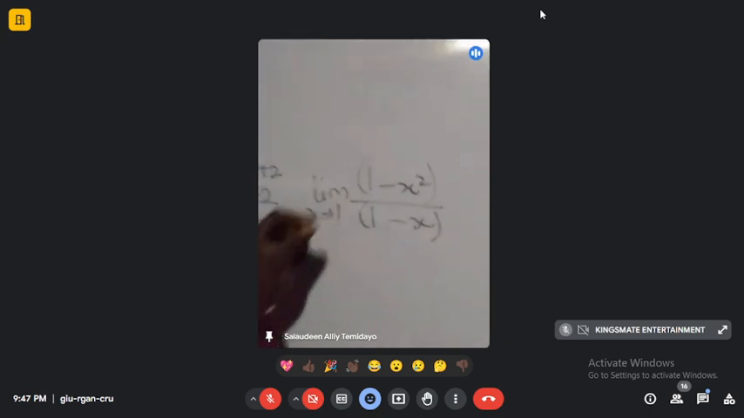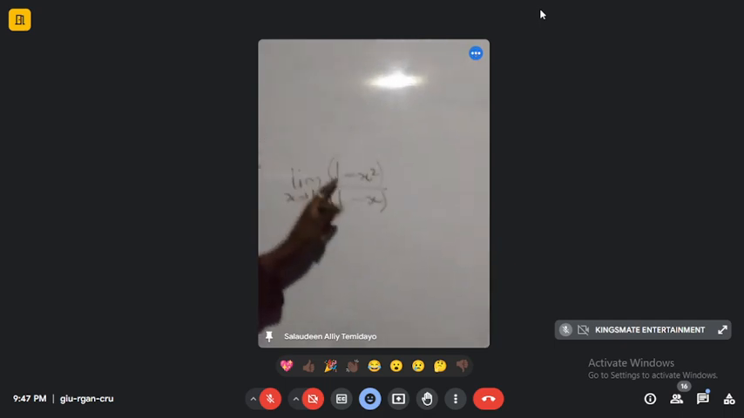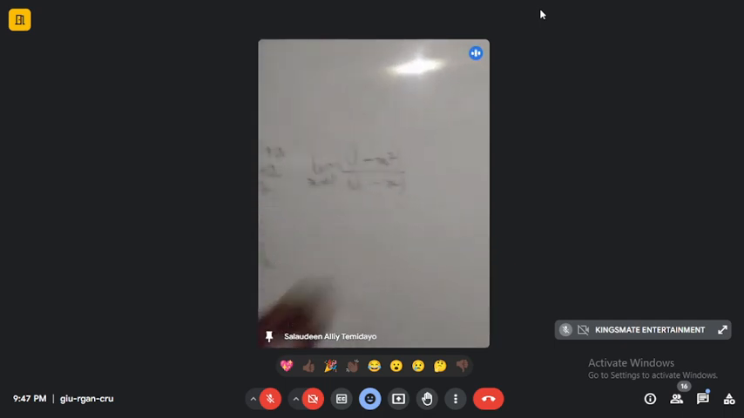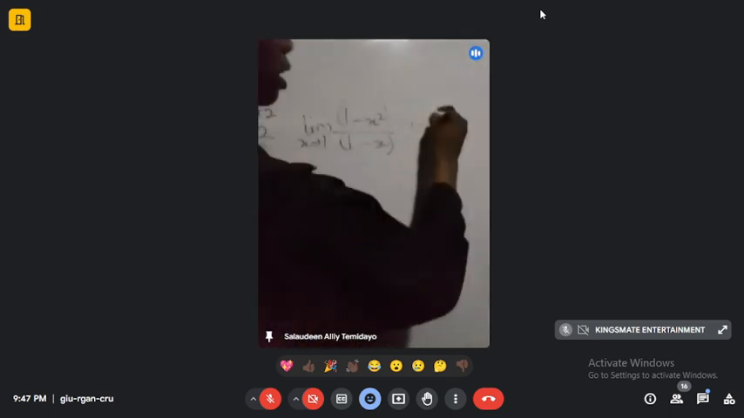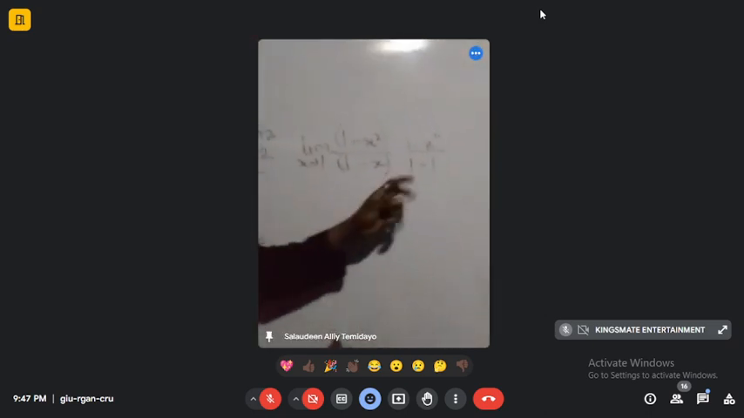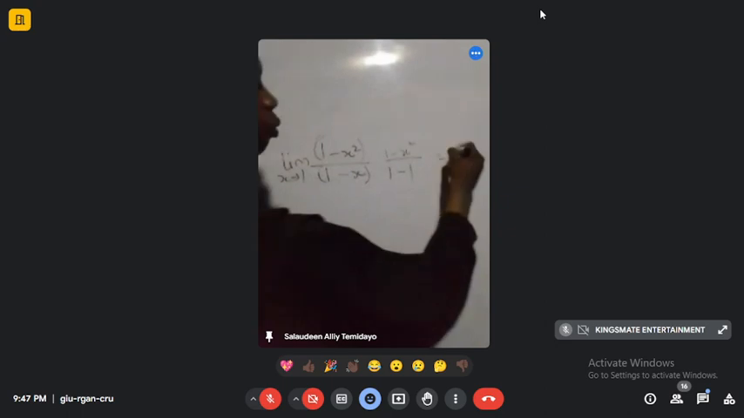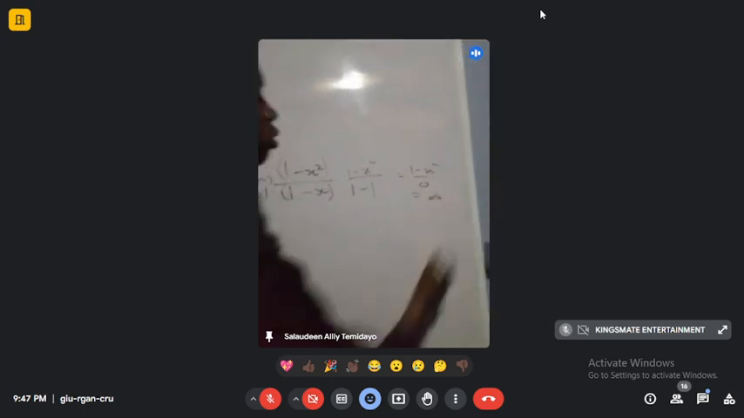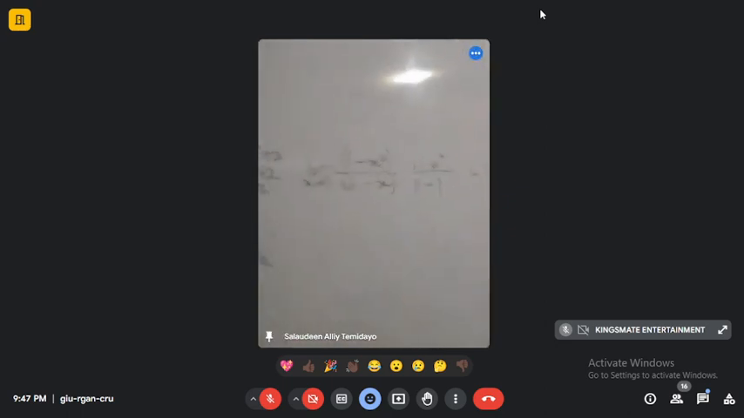So what we have is this. Limit x to 1 for 1 minus x squared over 1 minus x. If you come here now and say 1 minus x squared over 1 minus, what is x? 1. This one will give you a problem. This is 1 minus x squared over 0, and that gives you infinity. Anything divided by 0 gives infinity.